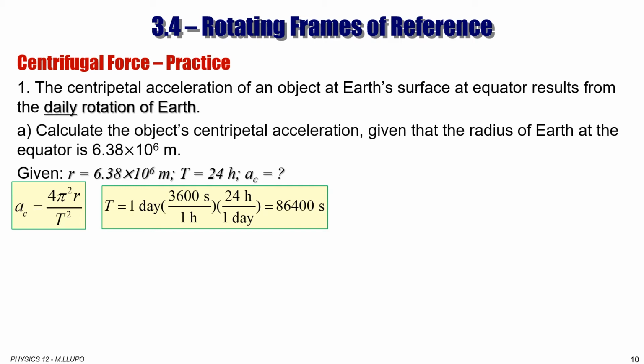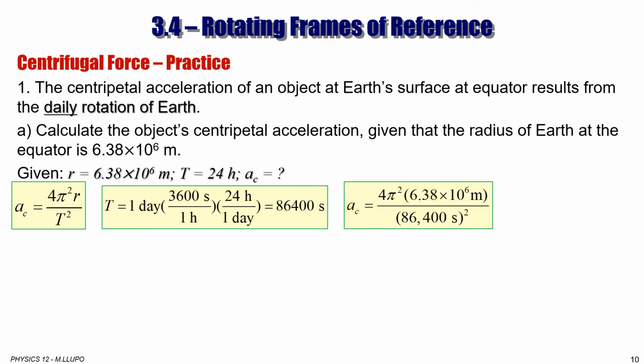So by doing that calculation, you get the period of one rotation is 86,400 seconds. So you can use that in your formula, 4 pi squared r divided by T squared. You have everything now. Plug in those numbers and you get 0.03374. As you see, it is really small.